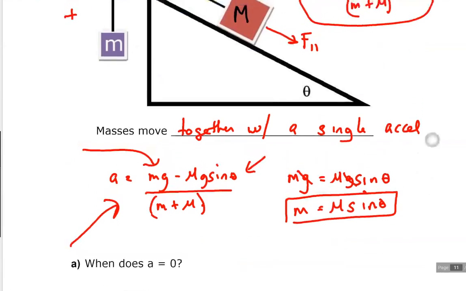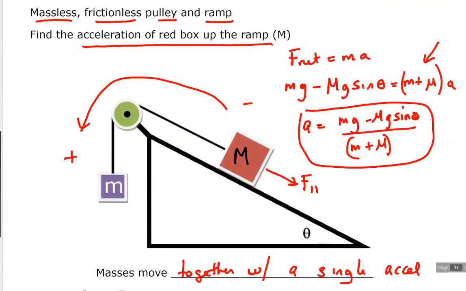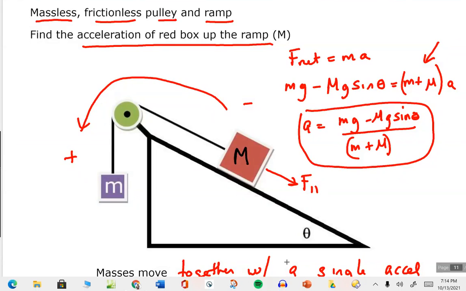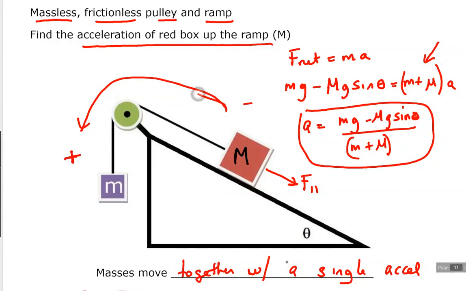Okay, let's recap what we did. We're told this red box is going up the ramp. They called it big M, so I labeled it big M. We're calling up the ramp positive. This whole direction is positive. And that makes little mg a positive force. It's going in our positive direction. Big Mg sine theta is going in a negative direction. What do those two forces, those battling forces, accelerate? Both big M and little m.